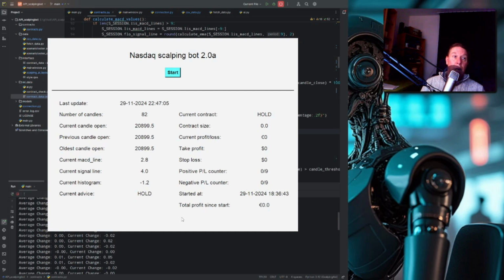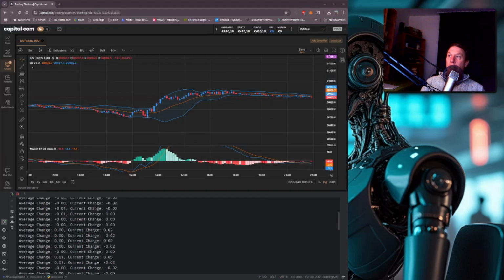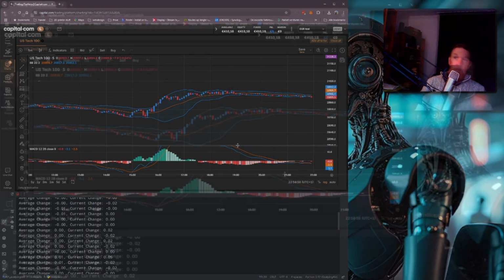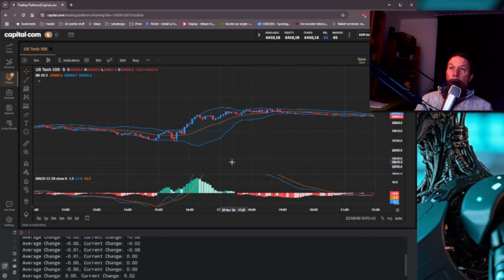That's about the bot. Then let's go to the market. If we look at the market, you see that the market had some action from around 3:30, 4:30 until around, well, what would it be? 5? Yeah, until 5.